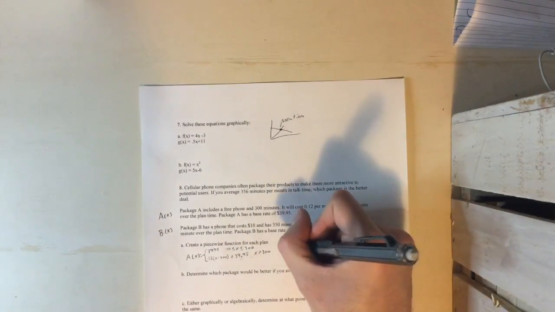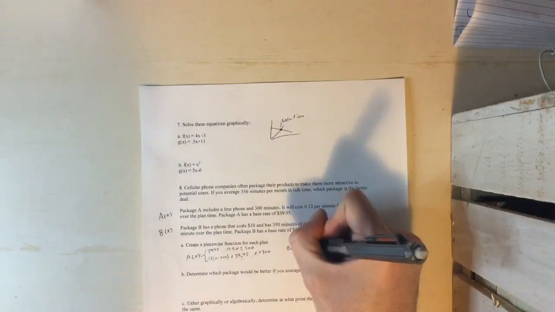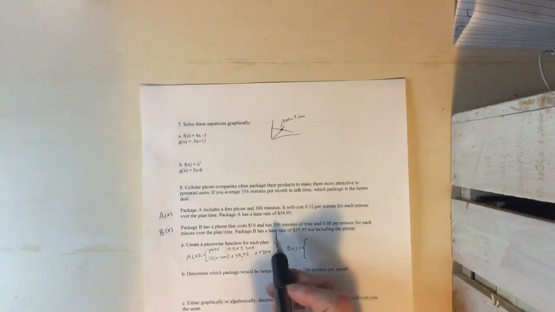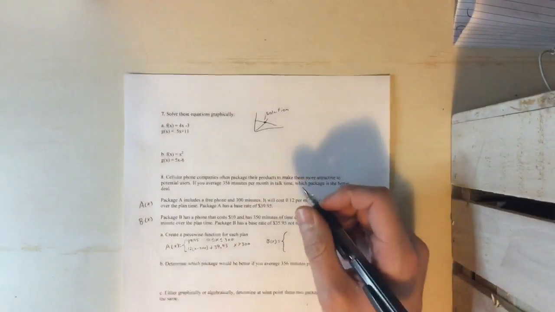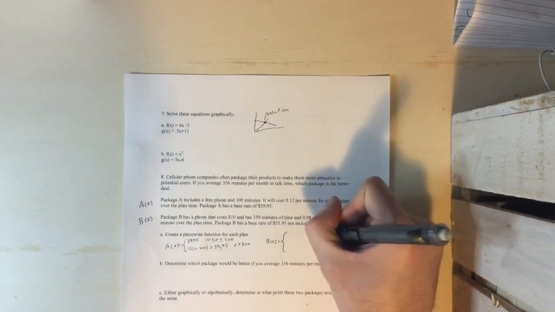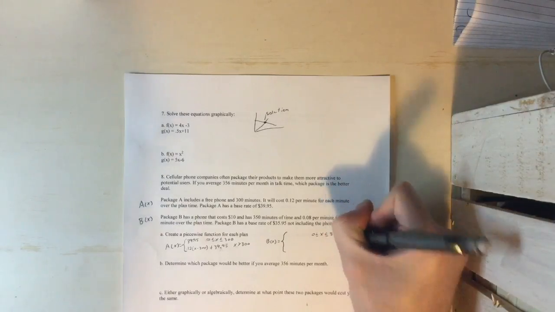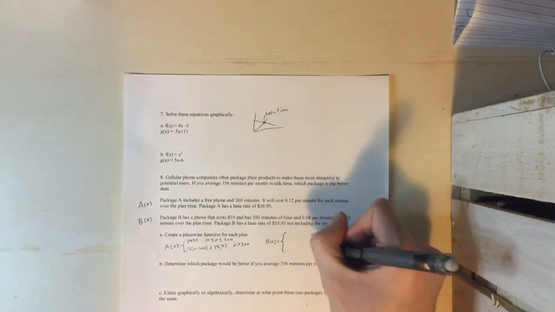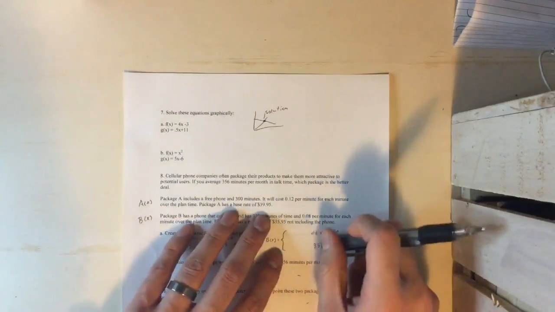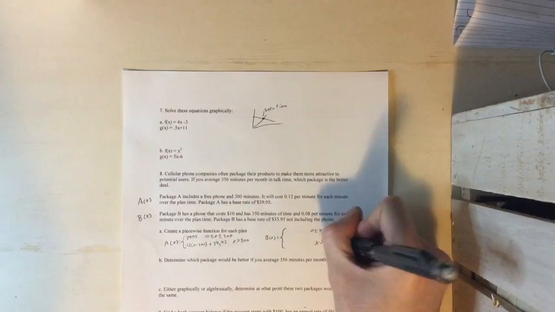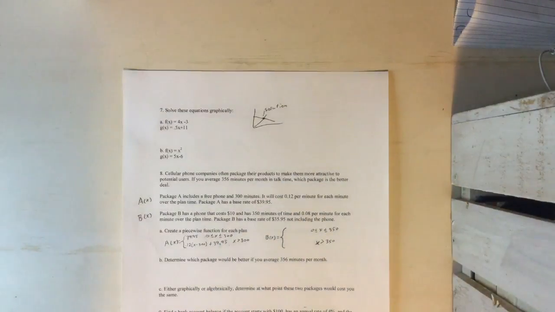So for plan B, so B of X, we're going to find our domain. This one is going to be 0 to 350, since this one has more minutes included with it. So when 0 is less than or equal to X, less than or equal to 350. And our second equation is for when X is greater than 350. So that's going to be our two domains.